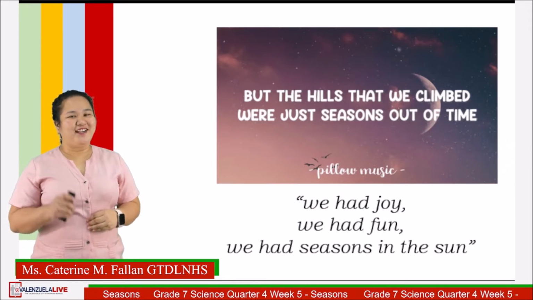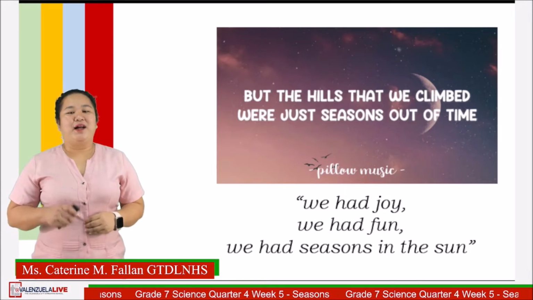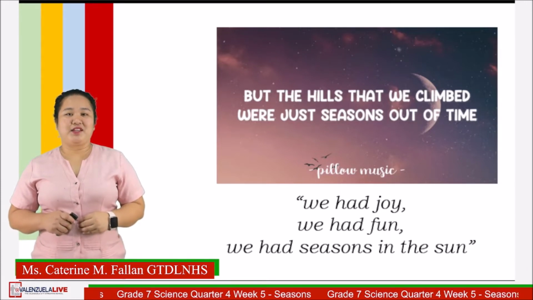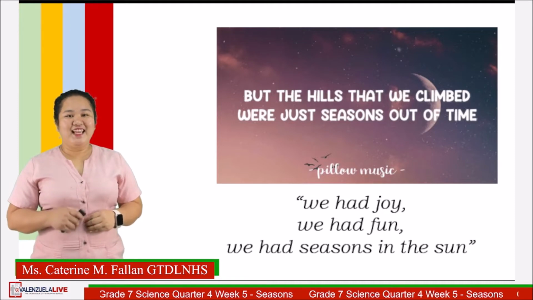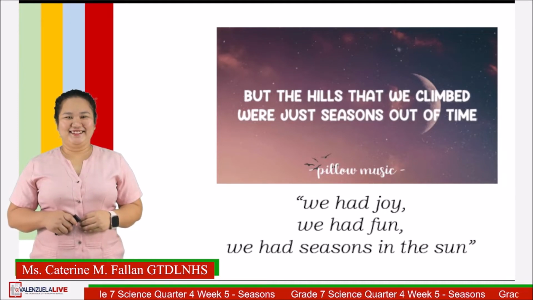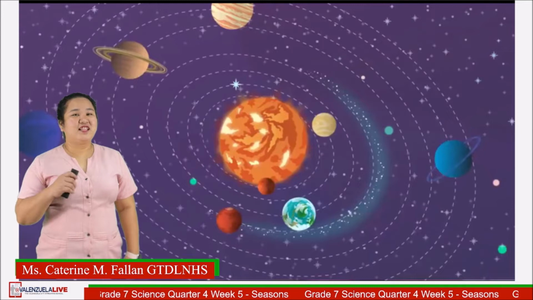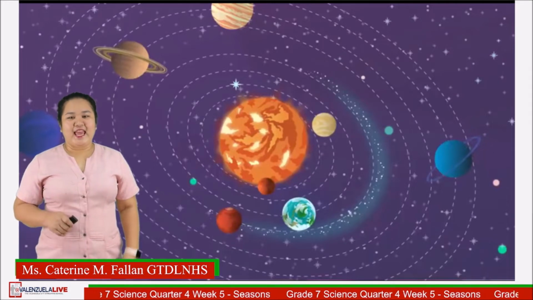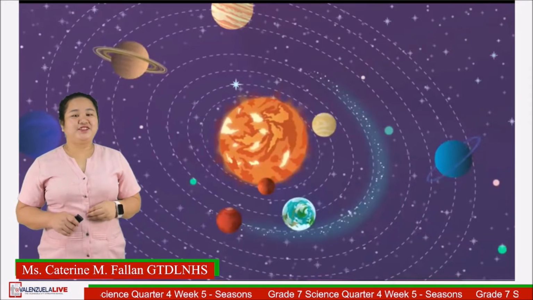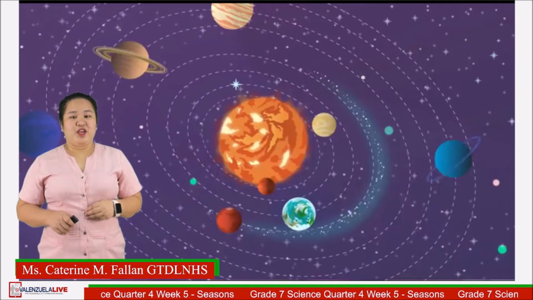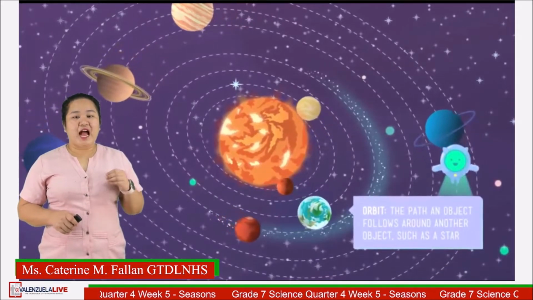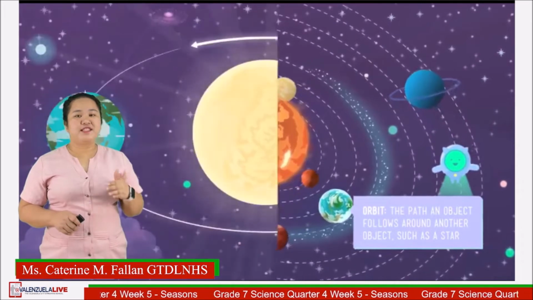Maybe you are not familiar with the song, but let us be familiar with the connection of sun and seasons. You know that the sun is important, and it is in the center of the solar system. You also know that our planet Earth orbits the sun every 365 and 1/4 days. And as it orbits, it spins on its axis too.